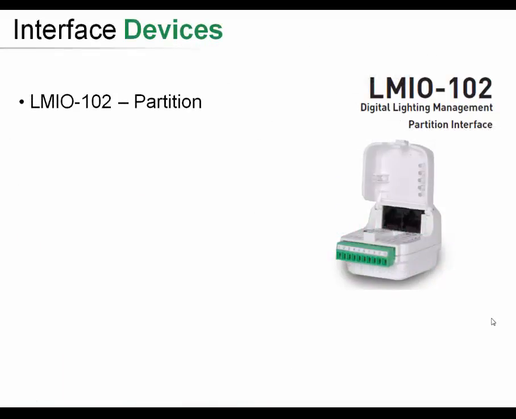The LMIO-102 is the first of the WattStopper's partitioning devices. Built into each DLM IRB is the ability to change between 16 different profiles. When I talk about profiles, I'm talking about simply the bindings of devices to loads. For example, switches to loads, aux sensors to loads.